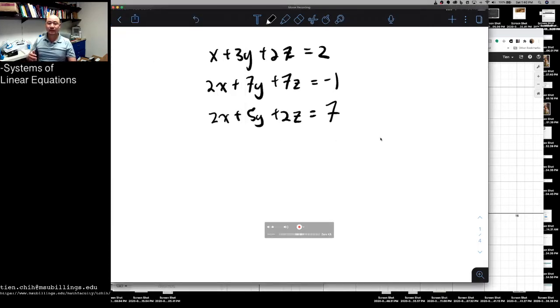Alright, so here is an example of a more complicated system of equations. x plus 3y plus 2z is 2, 2x plus 7y plus 7z is negative 1, 2x plus 5y plus 2z is equal to 7. Now, in the previous video, when we had two variables, we were able to graph the equations as lines in a plane.